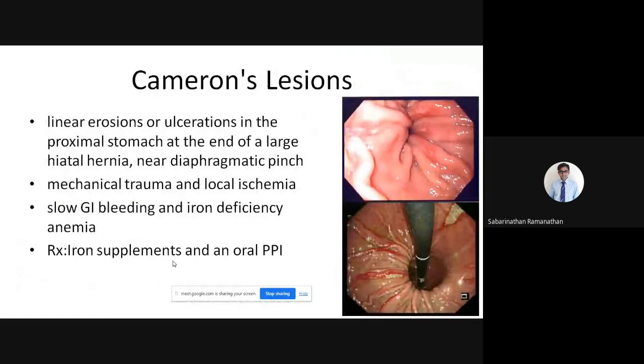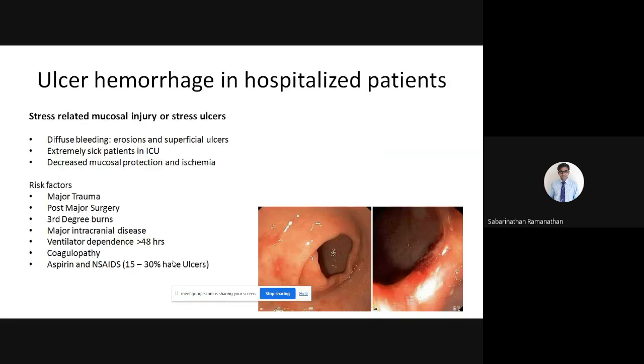to arrest the bleeding. The condition called Cameron lesions are linear erosions or ulcerations in the proximal stomach at the end of a large hiatal hernia near the diaphragmatic pinch. During the retroflexion of the stomach, we can see the large hiatus hernia and some ulcers in the protruding gastric mucosa. It is caused by mechanical trauma and local ischemia, and people will have a slow GI bleed and iron deficiency anemia also. So the treatment will be like iron supplements and oral PPI therapy.